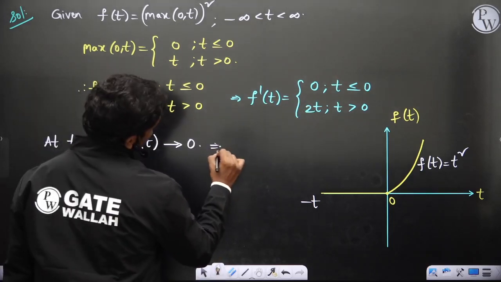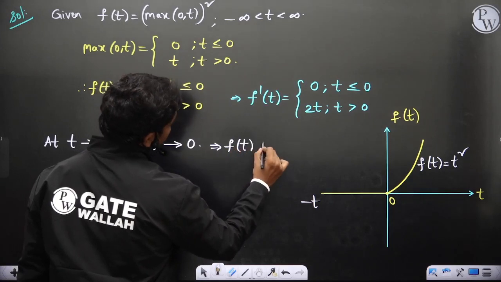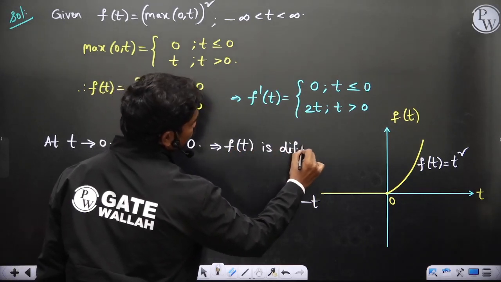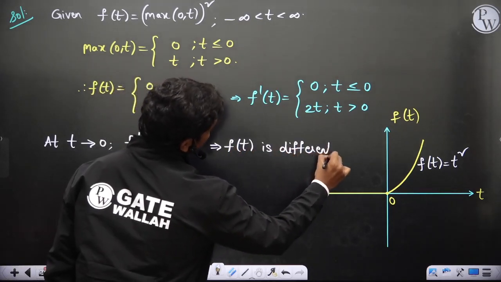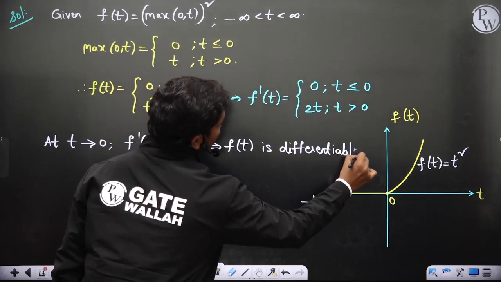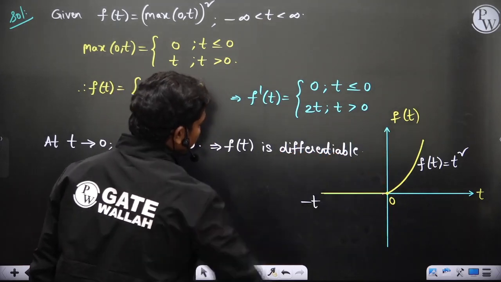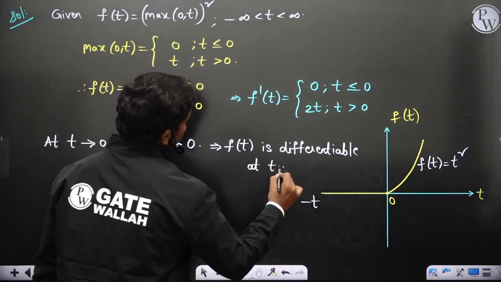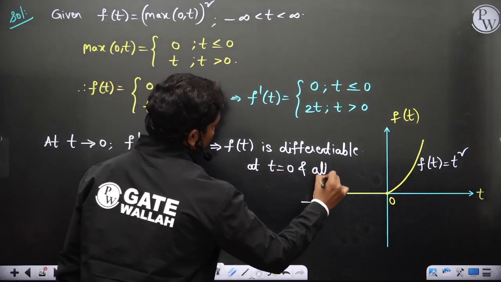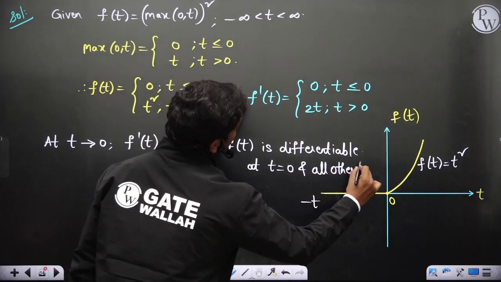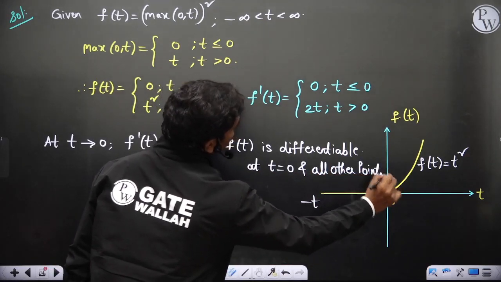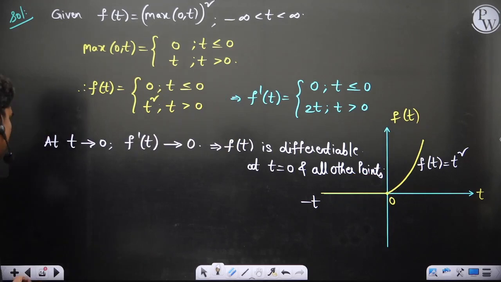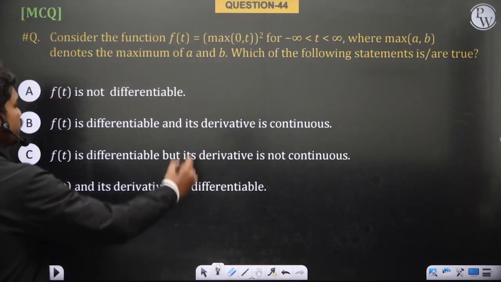So this implies f of t is differentiable, because at every other point there is no difficulty. We have a smooth, continuous function all over, and at every point you can define the slope. Only at this point, since the function is changing, we check the differentiability at t equal to 0. At all other points there is no issue. So this function is differentiable, and the statement that it is not differentiable is wrong.